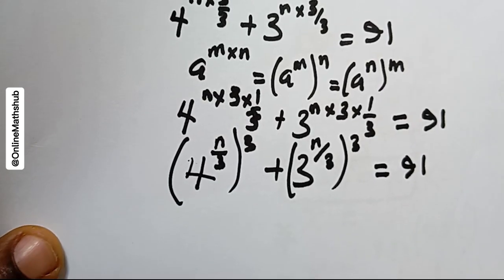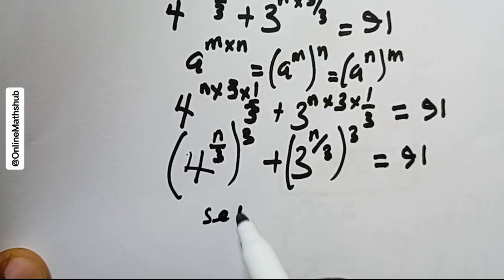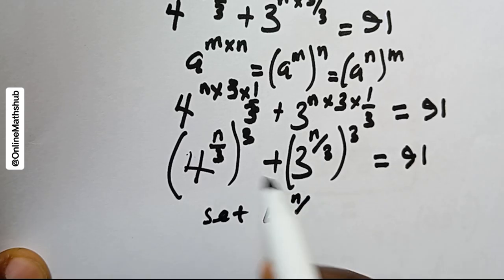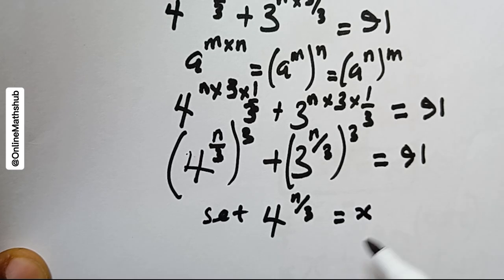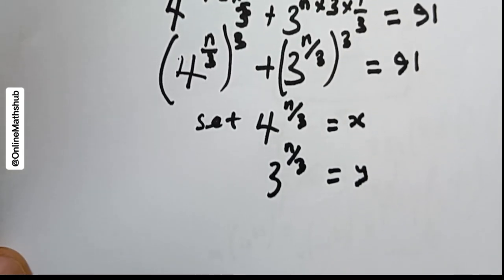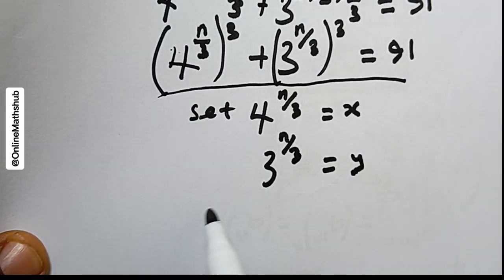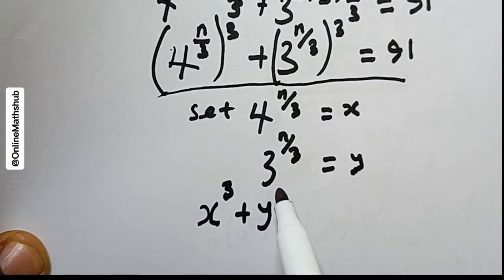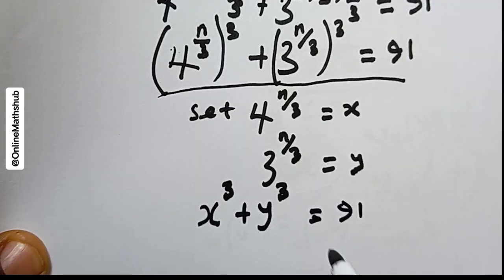Okay, so at this point, in order to make the work more convenient, I'm actually going to be setting 4 power n divided by 3 to be equal to, let's say, x, and then I will set 3 power n divided by 3 to be equal to y. And once that happens, this equation right here is actually going to collapse to x power 3 plus y power 3 is equal to 91. Okay, so this is what I have.